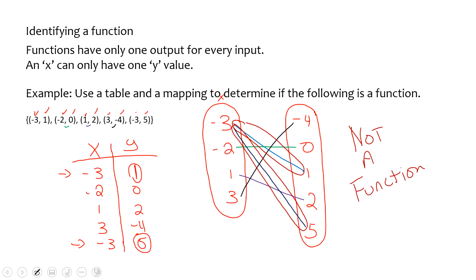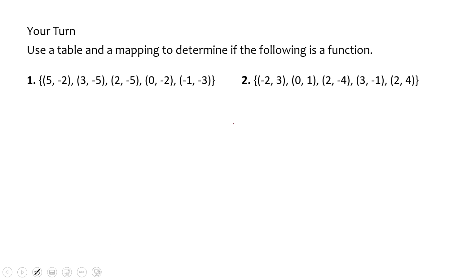Okay. Here's some for you. Take your time, do a table and a mapping diagram, and then let me know if it's a function or if it's not a function. And then come back and you can check your work.